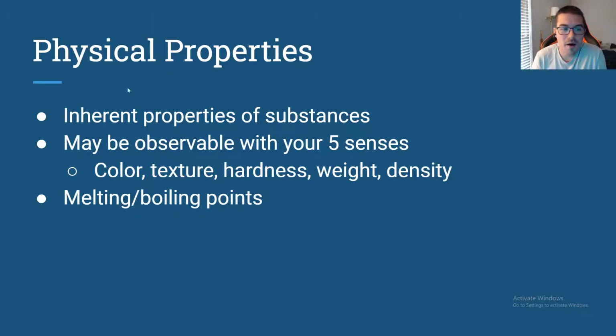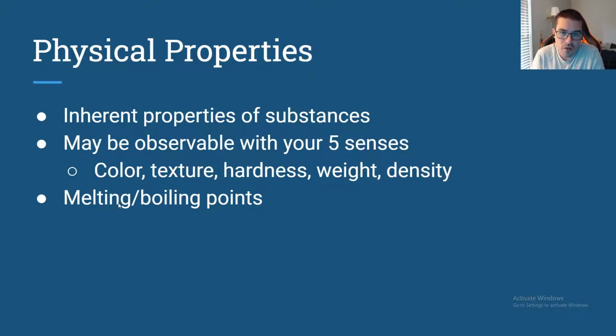Okay. So let's talk about physical properties specifically. Okay, remember, the point of today is to learn the difference between a physical thing and a chemical thing. So physical properties, these are the inherent properties of substances. What that means is that these properties, these things, may be observable with your five senses. Okay, so for example, something's color, its texture, its hardness, its weight, its density. It may also be, just like we saw on the previous slide, lead is a soft metal. That's kind of like its texture. Not exactly, but it is something that you could observe with your five senses, right?